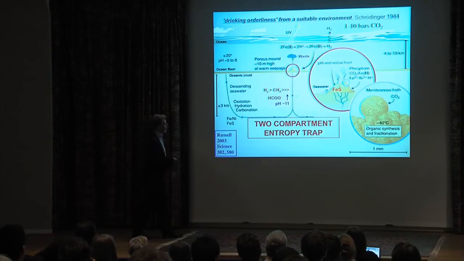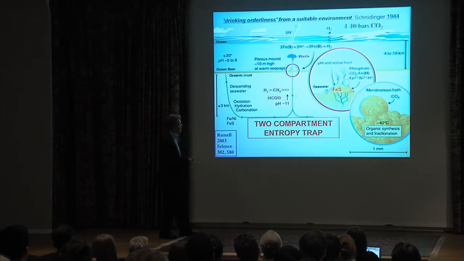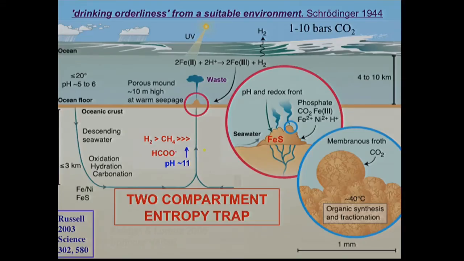And we would suggest that life starts probably between 40 and 80 degrees centigrade in such a compartmentalized system. So I call this a two-compartment entropy trap, because we've had one compartment up here, which was, of course, the open ocean, and then we can differentiate that water and bring back the water, and now we've got an entropy trap because we've got these two fluids constantly interacting with each other.